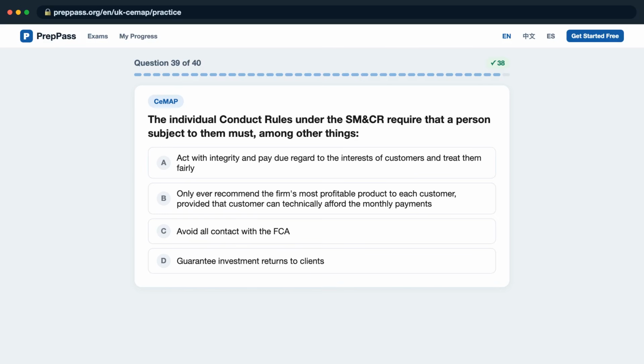Question 39. The individual conduct rules under the SM and CR require that a person subject to them must, among other things, is it A, act with integrity and pay due regard to the interests of customers and treat them fairly? B, only ever recommend the firm's most profitable product to each customer, provided that customer can technically afford the monthly payments? C, avoid all contact with the FCA? D, guarantee investment returns to clients?